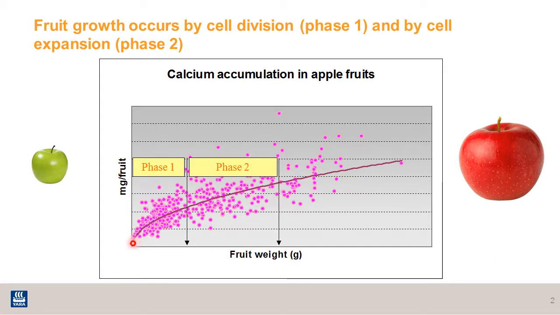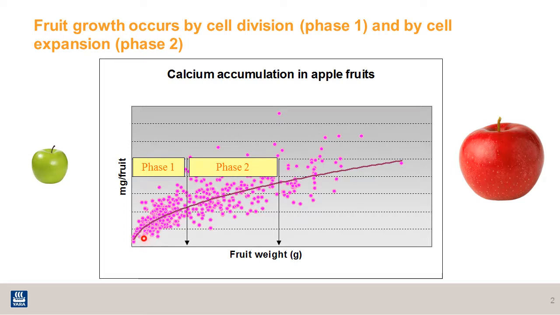Phase 1 is when the fruit is undergoing cell division, which occurs sometime after bloom all the way to 5 to 6 weeks after bloom, right there. This is when the cell division stops and cell expansion begins. The cell expansion will continue up until harvest.